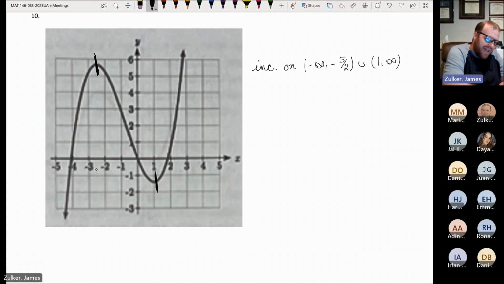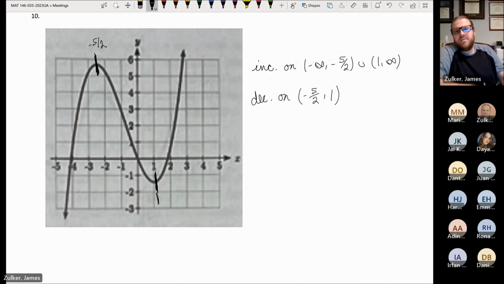All right, so this line looks to be about negative 5/2. That line looks like it's at 1, right? So it's definitely increasing to the left of negative 5/2 and to the right of 1. Then what about decreasing? -5/2 to 1, I agree.